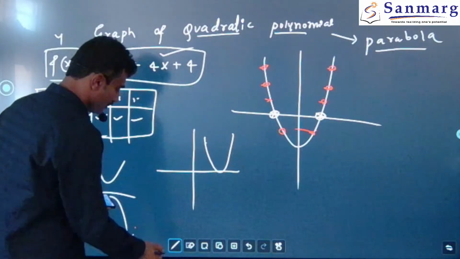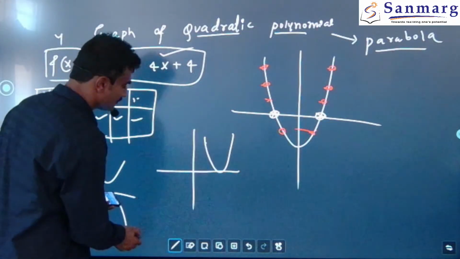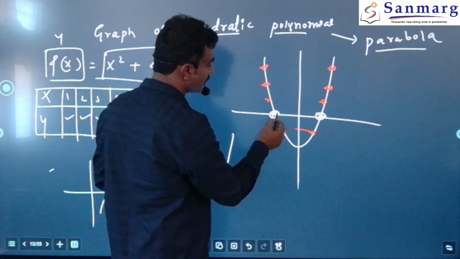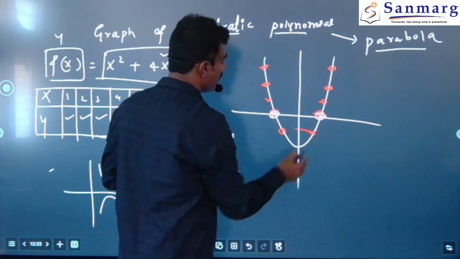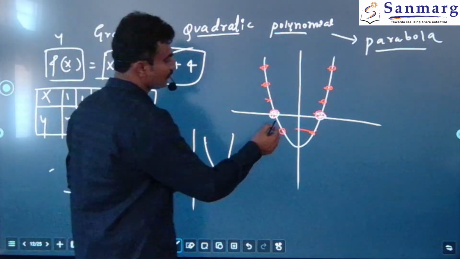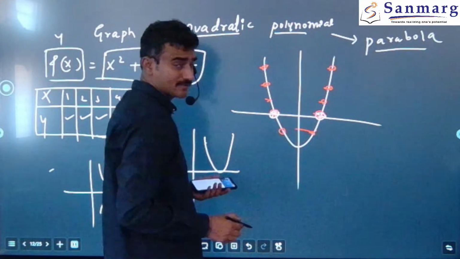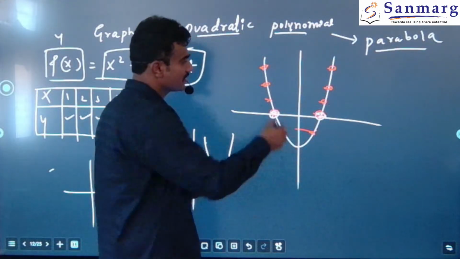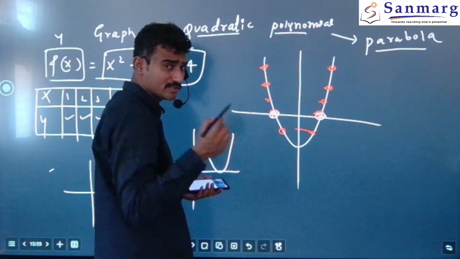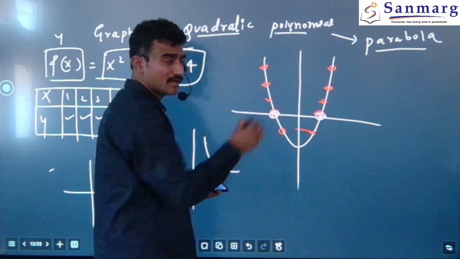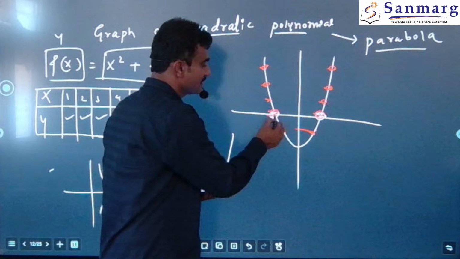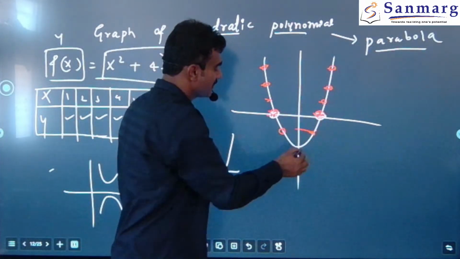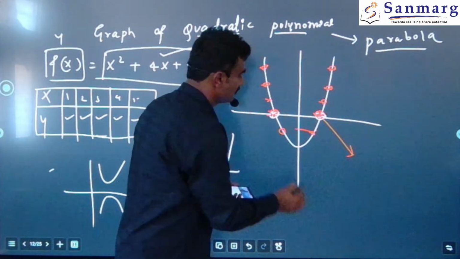Okay. And depending on the number of points, you just draw the graph. After drawing the graph, just observe how many times the graph is touching the x-axis. So after observing, we can make out that the graph is touching the x-axis twice.